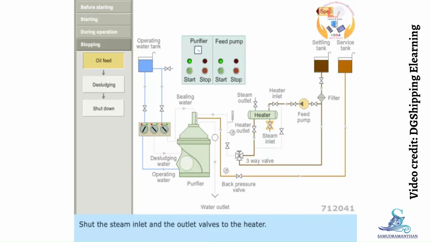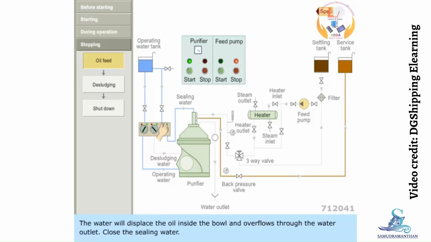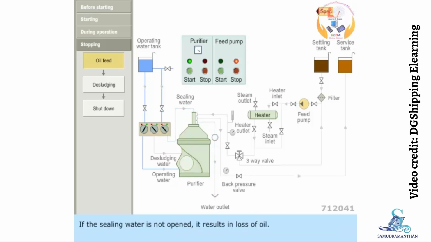Shut the steam inlet and the outlet valves to the heater and stop the feed pump. Open the sealing water. The water will displace the oil inside the bowl and overflow through the water outlet. Close the sealing water. If the sealing water is not opened, it results in loss of oil.